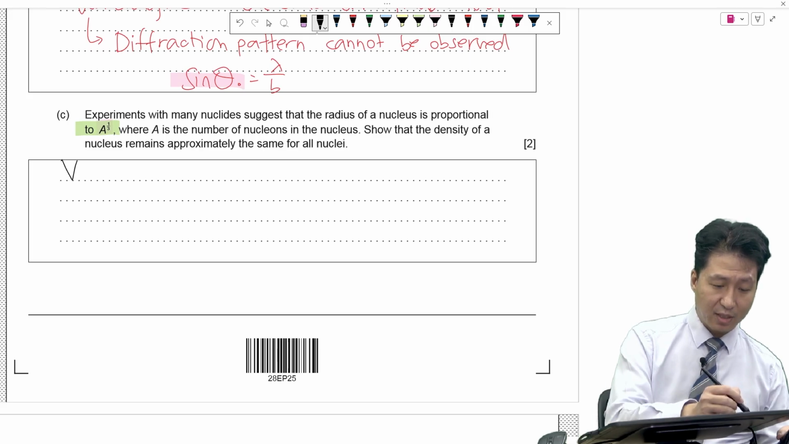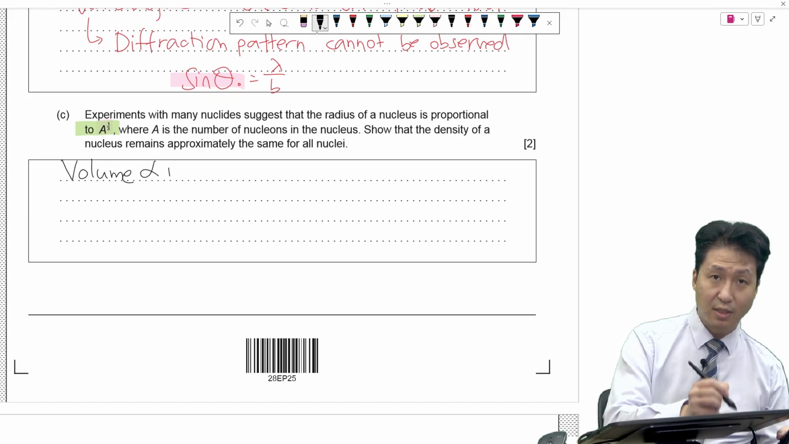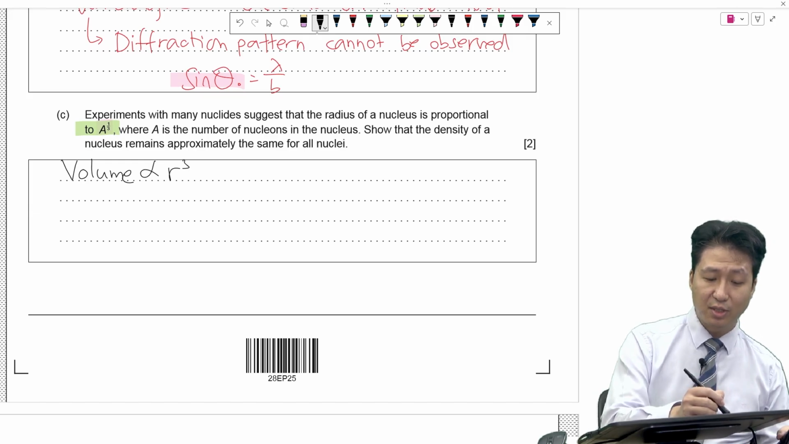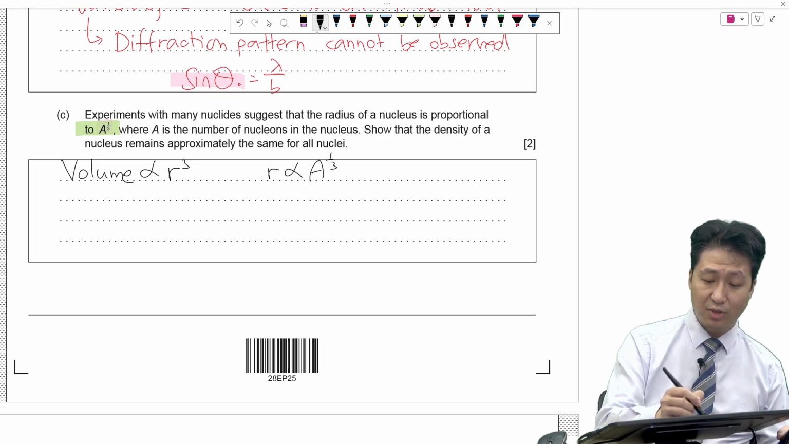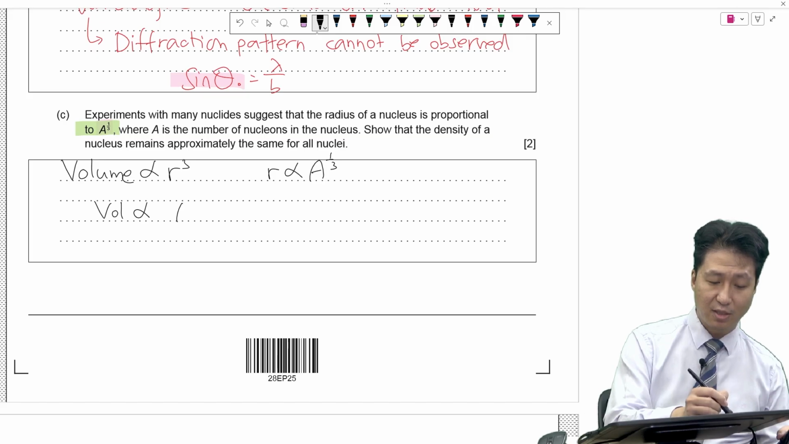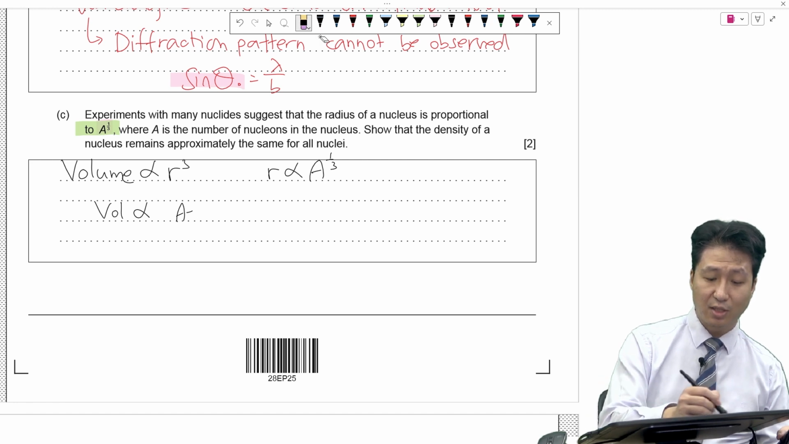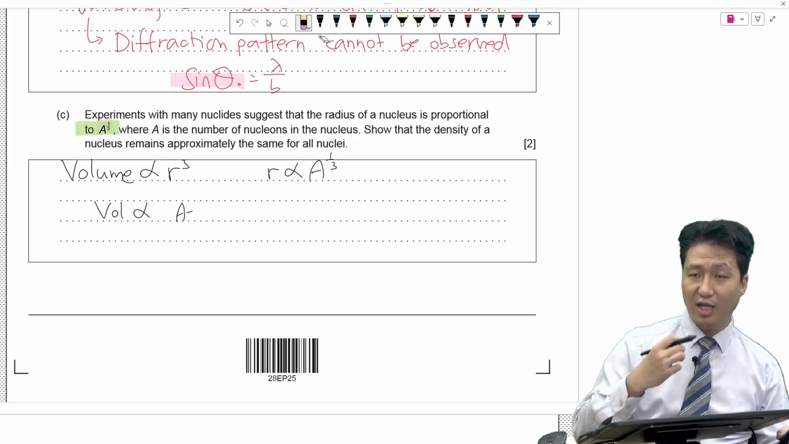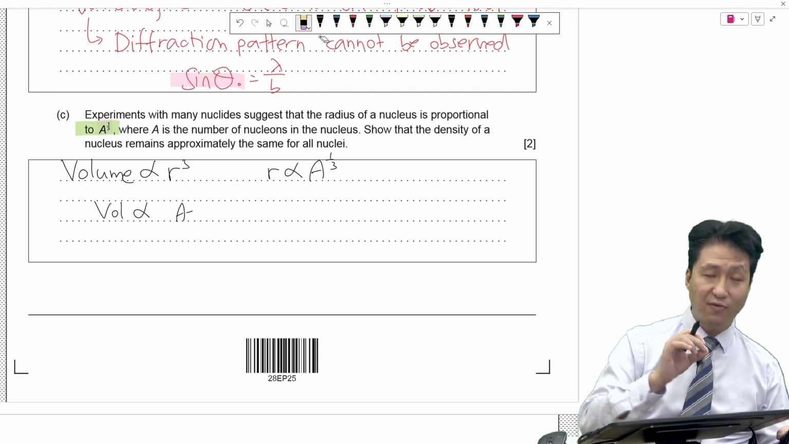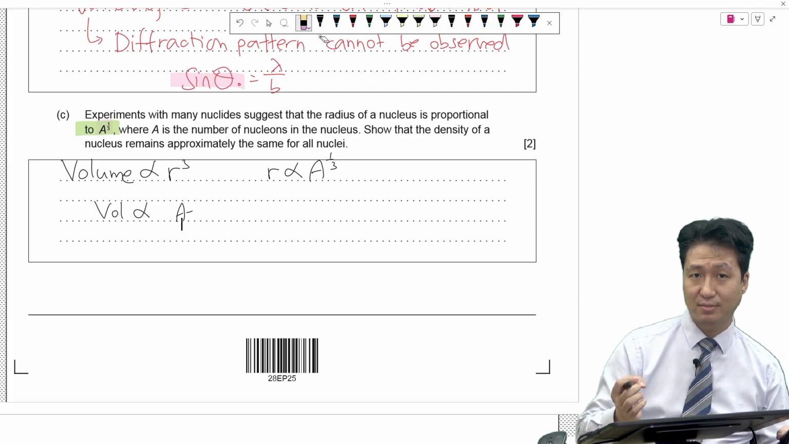First, the volume of the nucleus would be proportional to the radius cubed, but the radius is proportional to the number of nucleons to the power 1/3, which means the volume is proportional to the number of nucleons to the 1/3 cubed. They cancel out. So the volume is just proportional to the number of nucleons. And this makes sense. For every proton and neutron you add, the volume will increase exactly by the same amount.